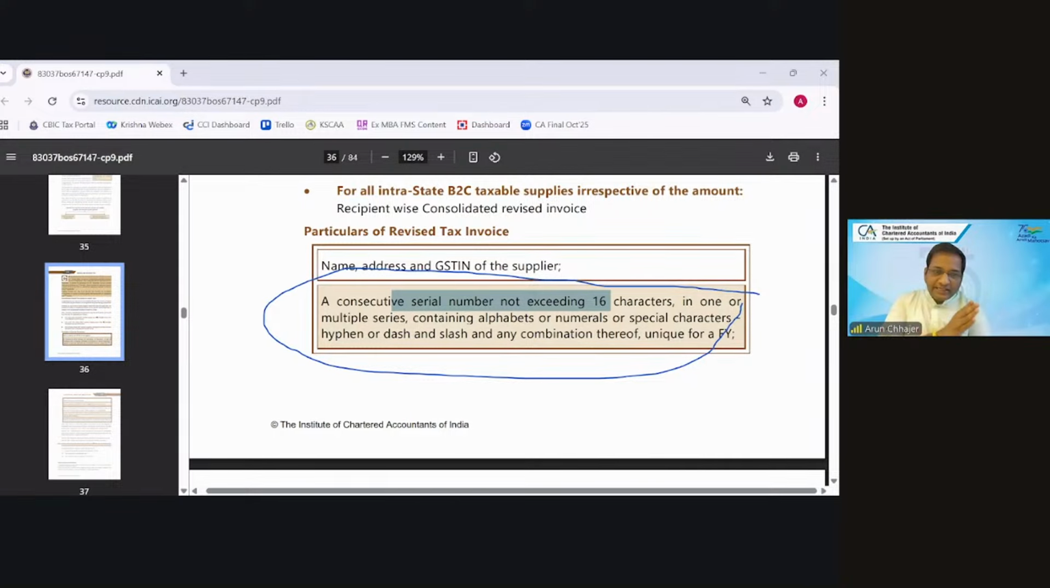My last invoice number was 489 on 31st March 2025. On 1st April, can I use the numbering starting from 490 or do I mandatorily have to start with one?